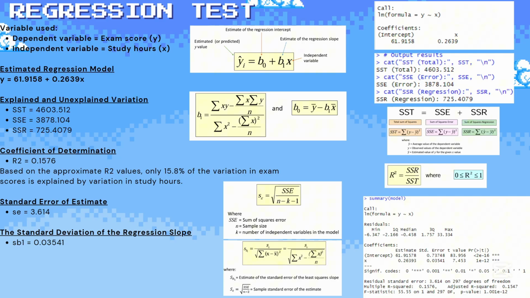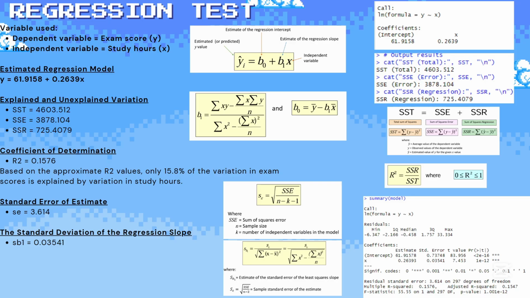Now we move on to the regression test. For this test, we use two variables, which are exam score and study hour. The exam score will be the dependent variable, and study hour will be the independent variable. So we follow the steps on the slide.